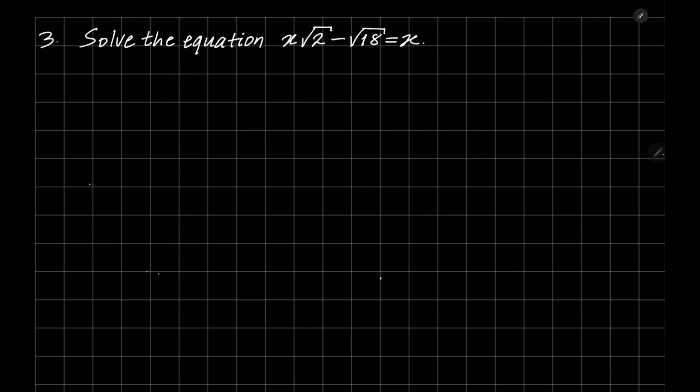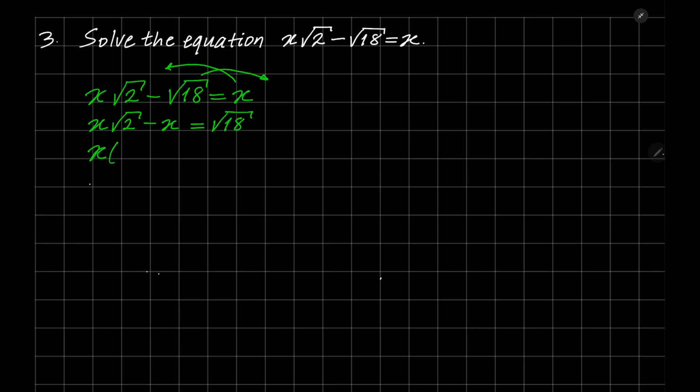Okay, this is the next question. Solve the equation x square root 2 minus root 18 equal to x. x square root 2 minus square root of 18 equal to x. Let's move x to the left hand side and root 18 to the right hand side. That means x square root of 2 minus x is equal to square root of 18.